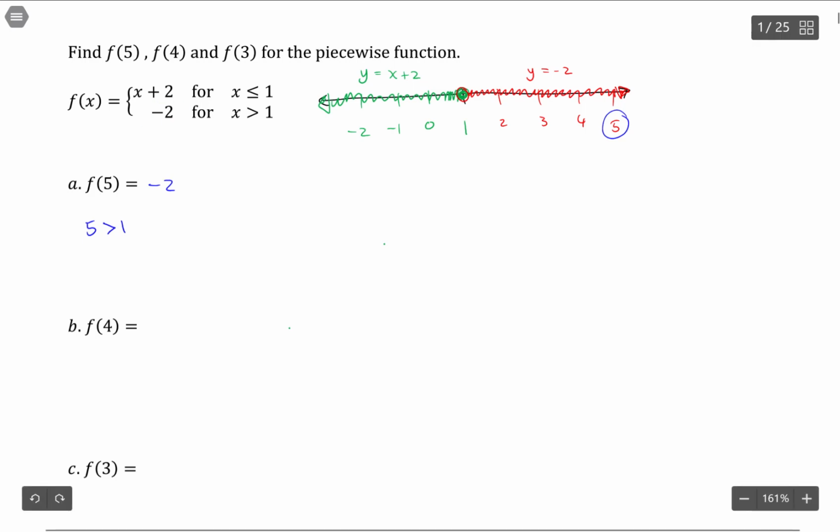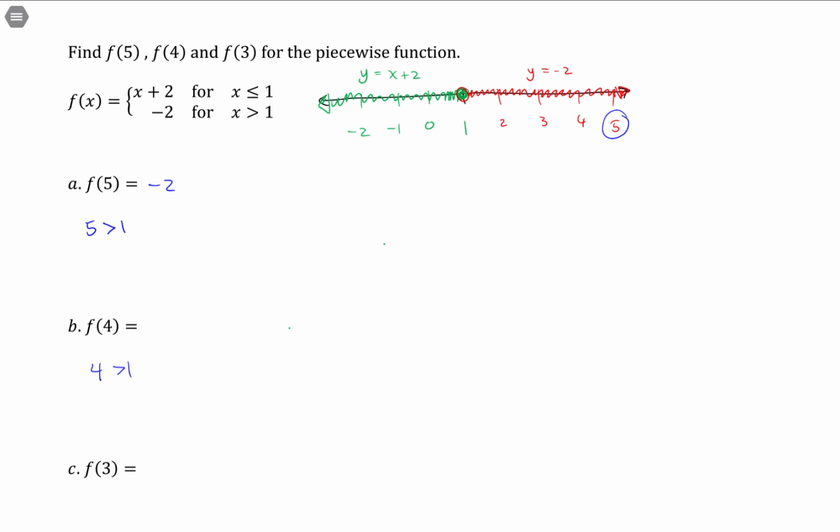All right, f of 4. Well, 4 is also bigger than 1, and so 4 is here, and that puts me still in the red region, so the constant value -2. And the same for 3. Now, 3 is also going to evaluate to -2.